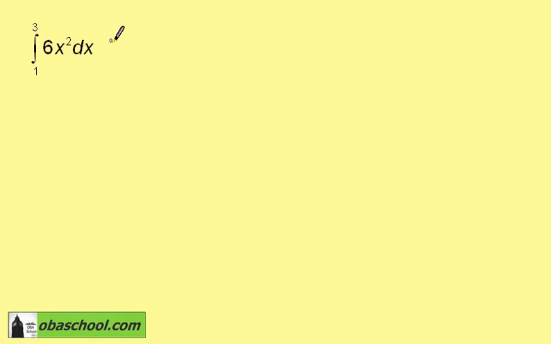When we perform a definite integral, we integrate in square brackets. The actual integral itself is done in the usual way. So we'll increase the power by 1 and divide by the new power, giving us 6x cubed over 3. When we put the closing square bracket, we put the limits on the closing square bracket as shown.